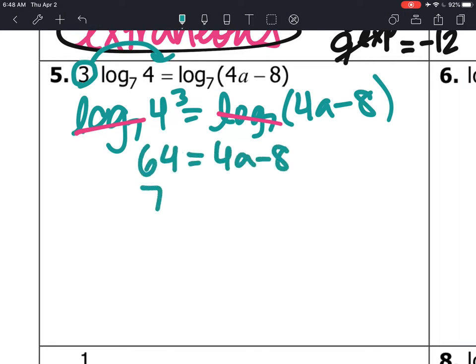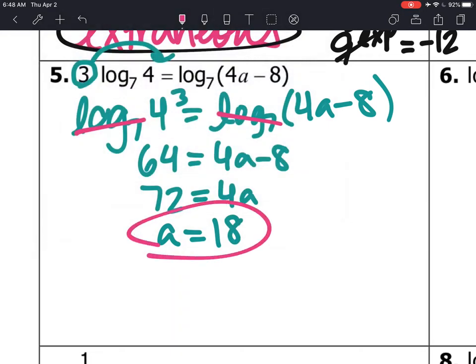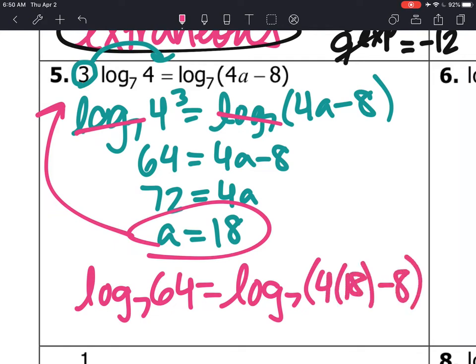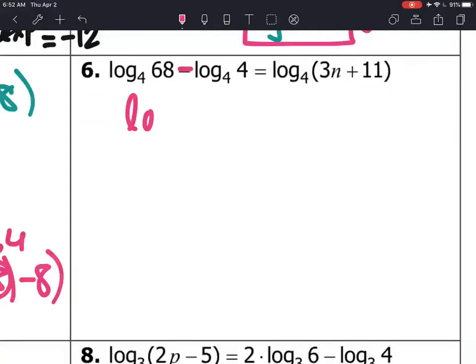4 to the third power is 64. Then we're going to add 8 and get 72. And then we're going to divide by 4 and we'll get 18. Okay? And then don't forget, you take this 18, plug it into the original equation. And so the left side we already know was log base 7 of 4 to the third power, which is 64. And on the right side, it would be log base 7 of 4 times 18 minus 8.